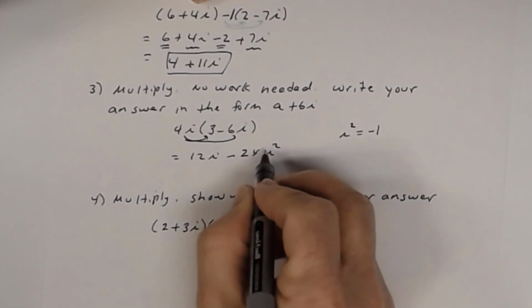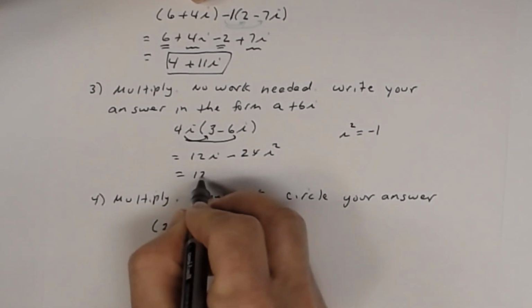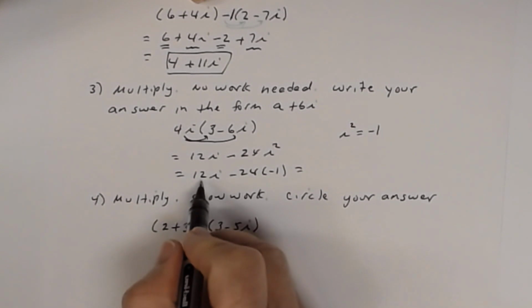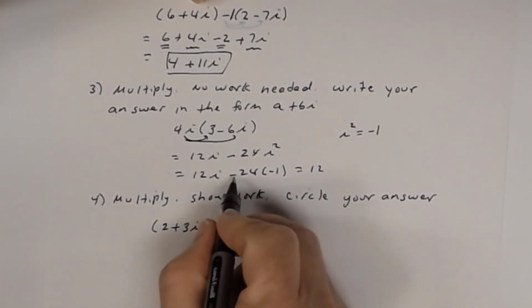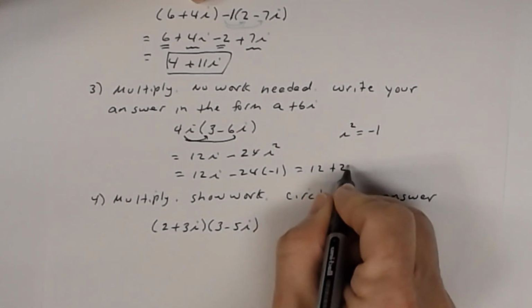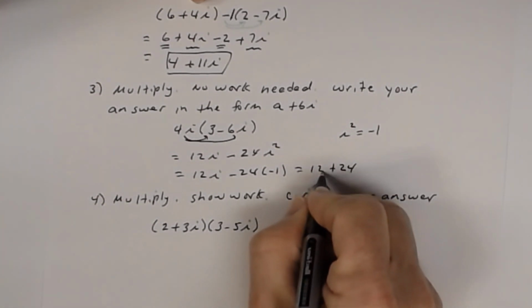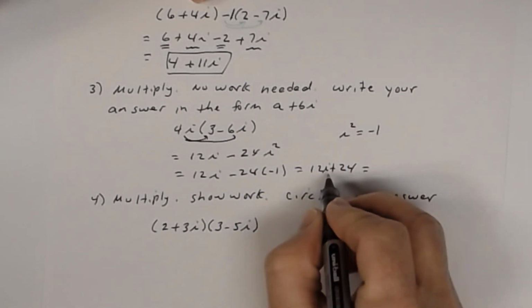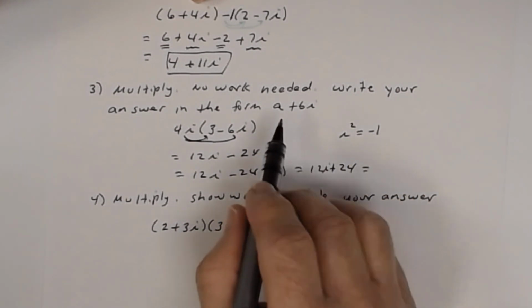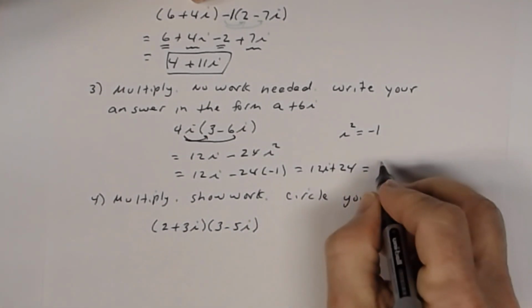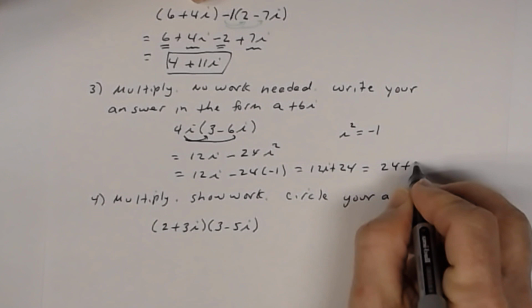And so I'm going to replace this i squared with negative 1. So I get 12i minus 24 times negative 1. And so that becomes 12i, and then a negative 24 times a negative 1 is a positive 24. And so writing in the form a plus bi, if you wrote it like this, I'm not going to mark anything wrong, but the directions did say write in the form a plus bi. So I wanted you to rewrite this as 24 plus 12i.